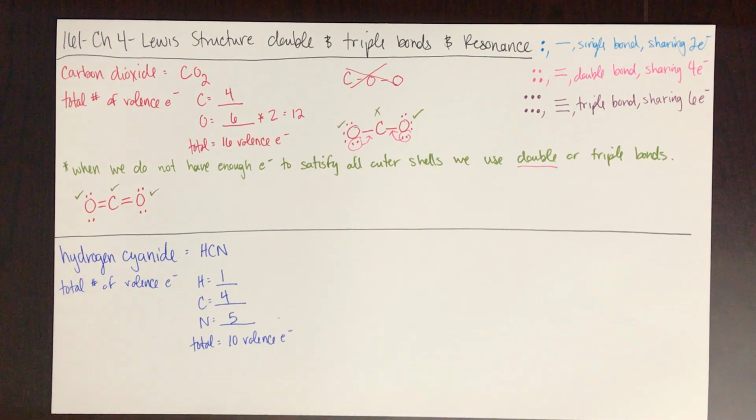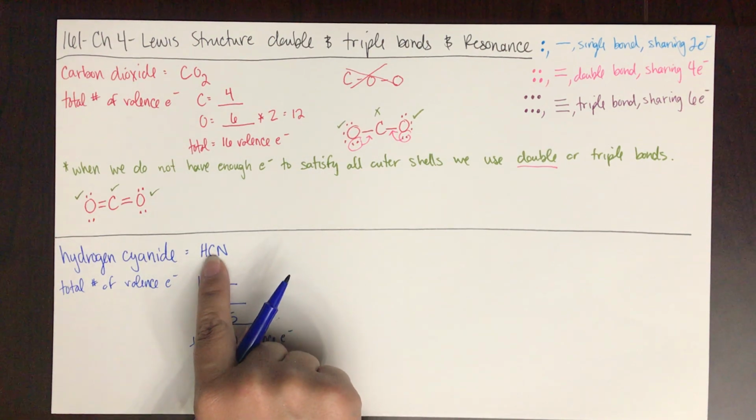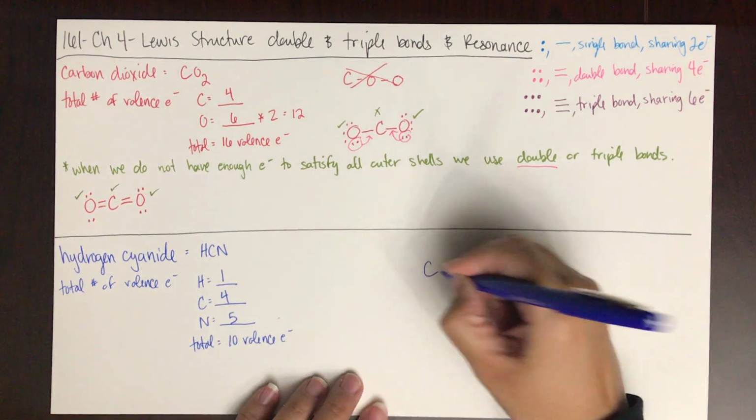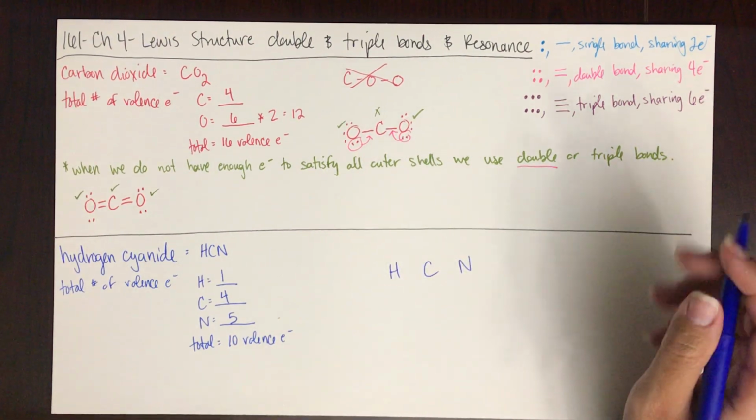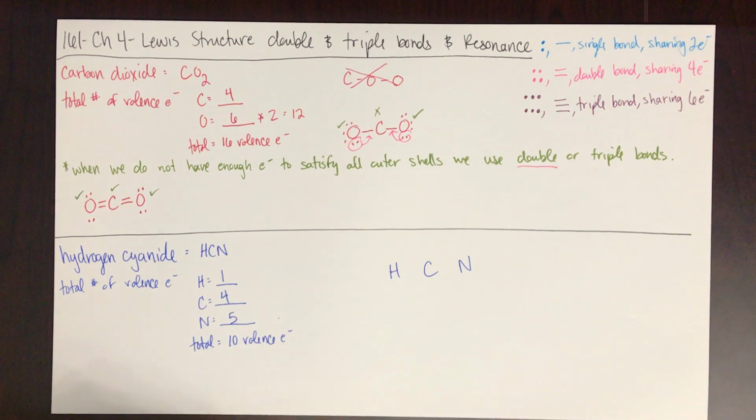the correct Lewis structure. Again, you are going to put the atom with the highest bonding capacity in the middle. Carbon has a bonding capacity of 4. Nitrogen has a bonding capacity of 3. Hydrogen has a bonding capacity of 1. So carbon is going to go in the middle. Nitrogen is going to go on one side. Hydrogen is going to go on the other side. It doesn't matter the order. I just put it in the order that it's written in the name.